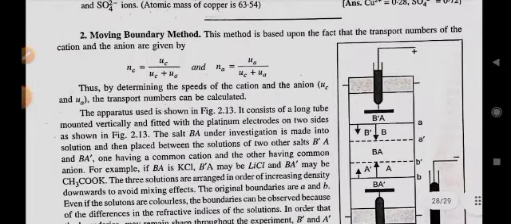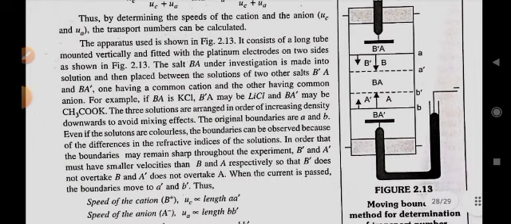Moving boundary method. This method is based upon the fact that the transport numbers of the cations and the anions are given by Nc is equal to speed of cation upon speed of cation plus speed of anion, and Na is equal to speed of anion upon speed of cation plus speed of anion. Thus, by determining the speeds of the cation and the anion, the transport number can be calculated.